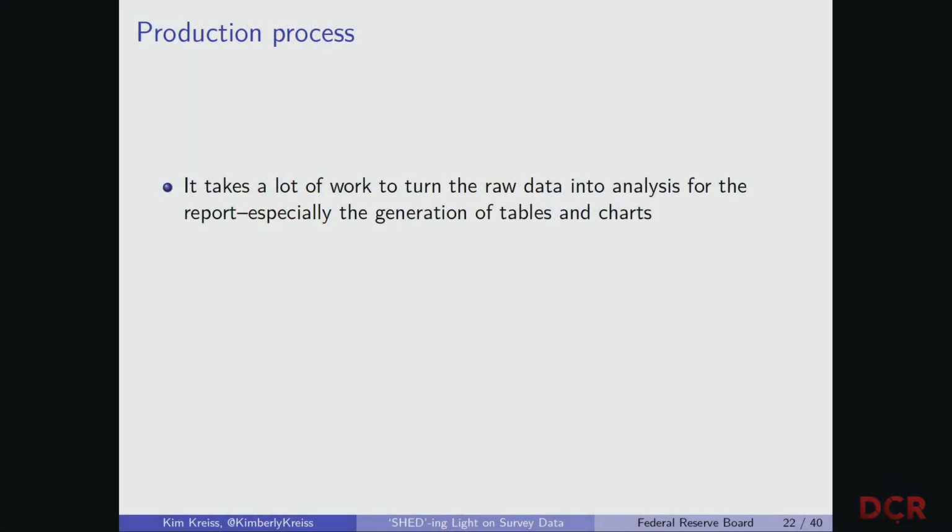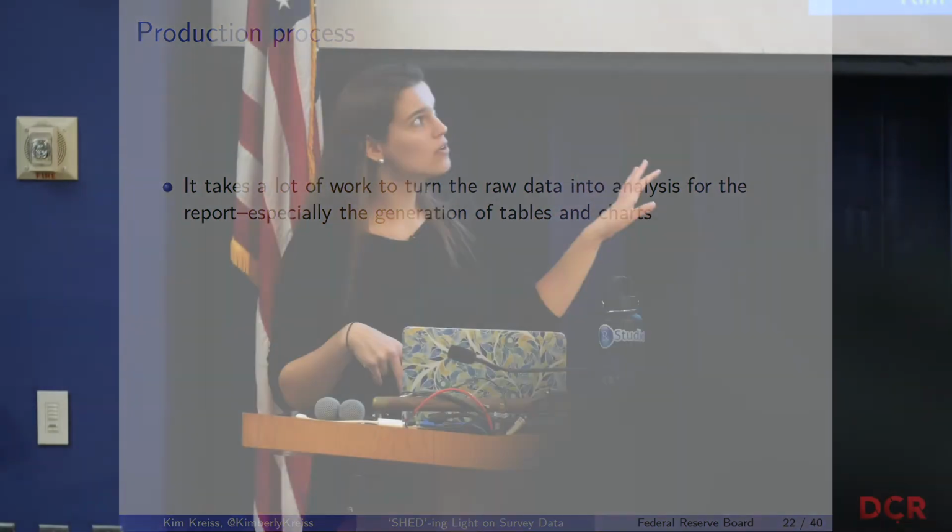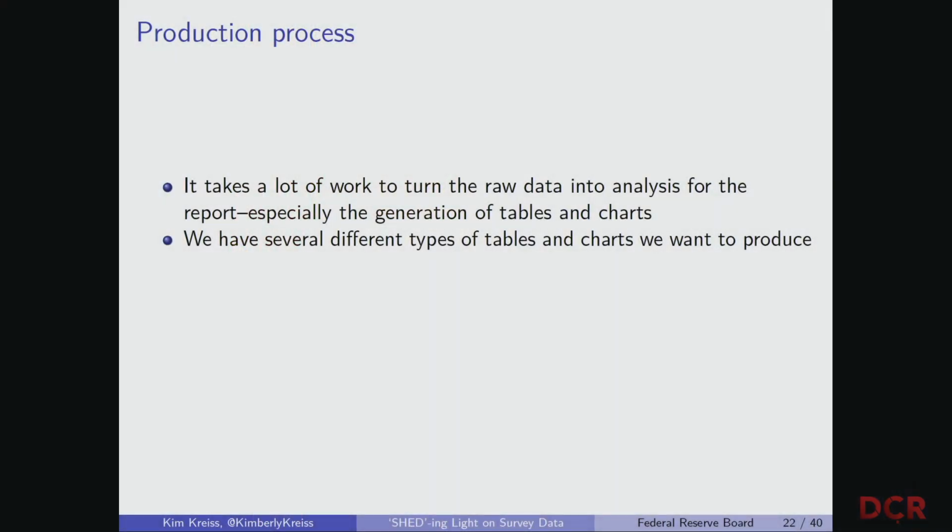It takes a lot of work to turn the raw data into analysis for the report, especially the generation of tables and charts. Like I showed you before, we have data that's not always standard across different questions and variable types, and we have a lot of data and a lot of questions, so it can be a little bit challenging. So I'm going to talk about some constraints we have here. Like I said, a lot of different tables and charts. We really want to be flexible when we're setting up our analysis, in case we decide we want to do something else last minute. Maybe we want to change something. It should be easy to do that.